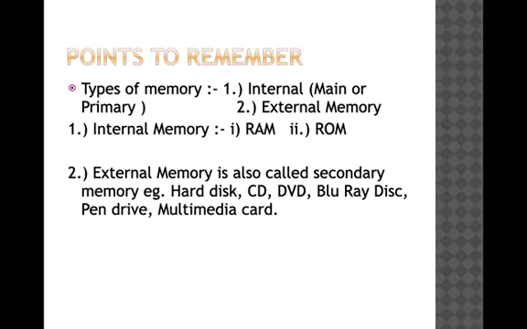First priority is main memory or primary memory, that is internal memory, RAM and ROM. In this exercise we are going to learn the difference between both. RAM is random access memory and ROM is read only memory. These two internal types of memory are also called main memory or primary memory. External memory or secondary memory: hard disk, CD, DVD, Blu-ray disc, pen drive, multimedia card.